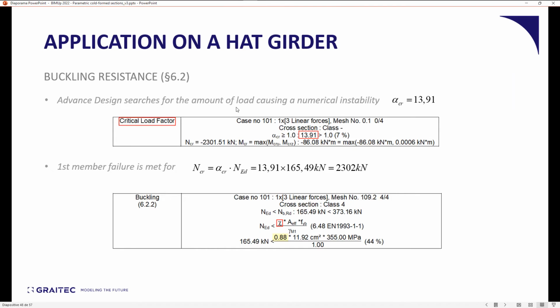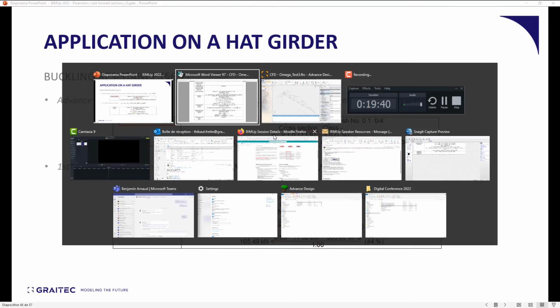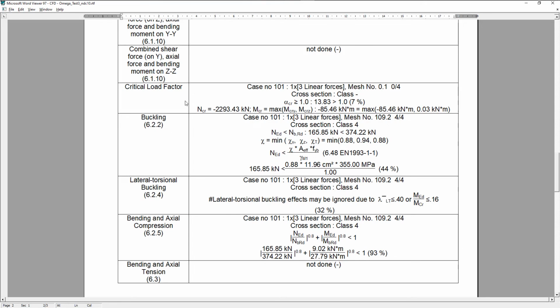So what Advanced Design does for buckling is that during the advanced stability calculation, it will find out the amount of load that is causing a numerical instability. That means you've got a potential failure of the member. Here we got a 13 something critical load. That's the information you get in the critical load factor section of the shape sheet right there. Critical load factor, you can see I got 13.83.